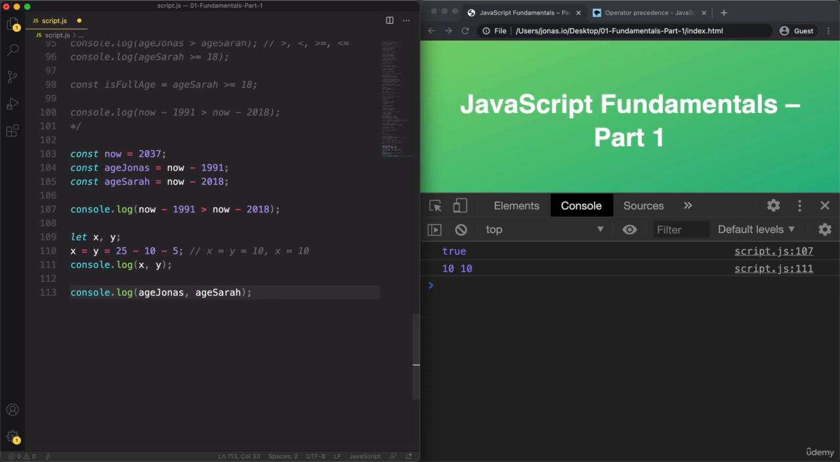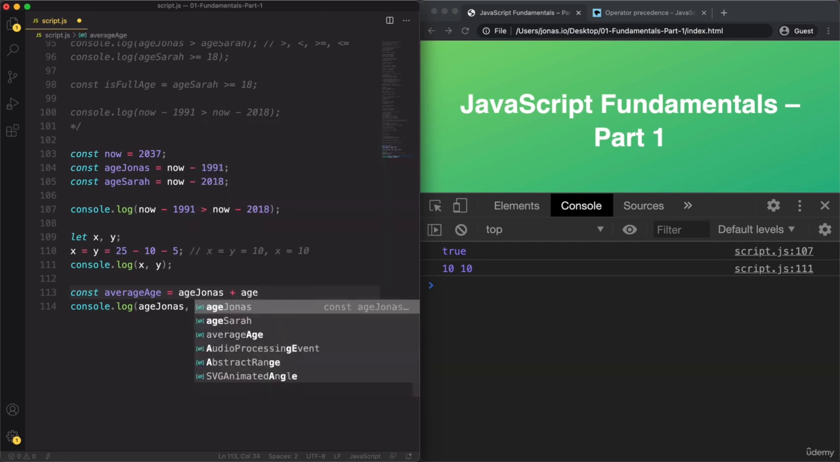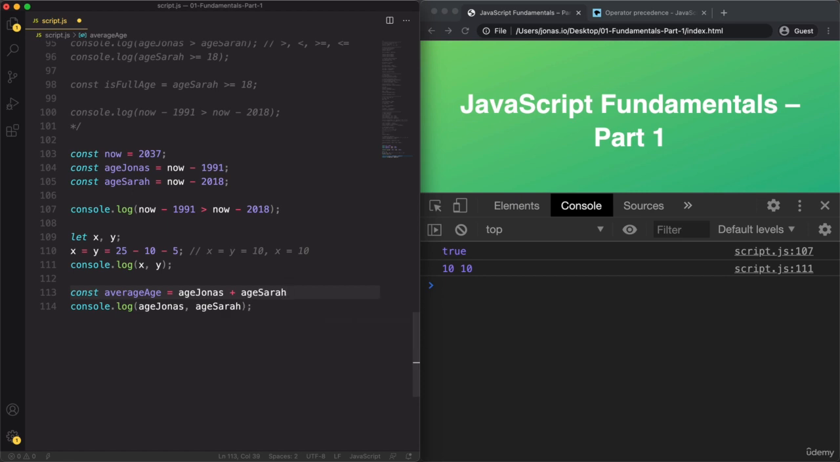And now I want to calculate the average. And actually, let's do that here above that. So let's say average age. And once more, don't forget the descriptive variable names. So average age describes exactly what this variable is going to hold. So to calculate an average, we need to add two values together and then divide them by 2. At least that's when we have just two values. So let's say age Jonas plus age Sarah. So that's the addition, and then divided by 2.